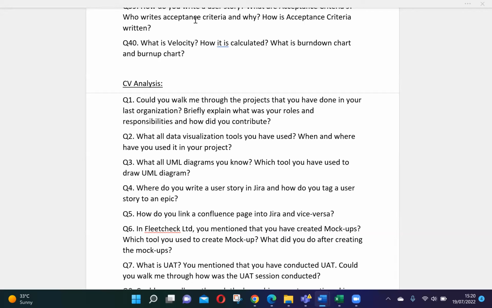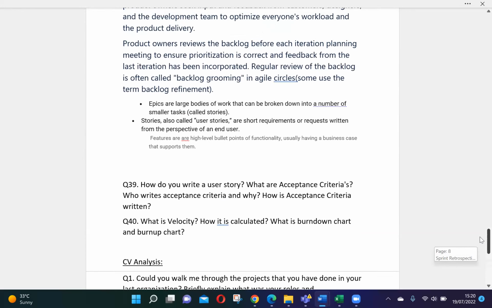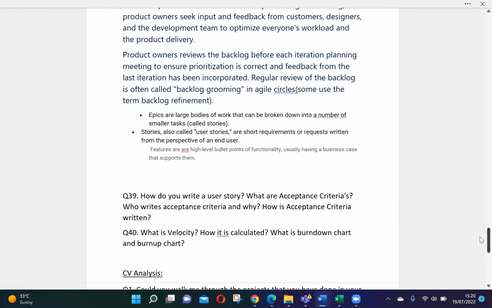Yeah, hello. Okay, so where were we? Okay, so we are here now. Epics, I told you, you have to give some example of epics, user story and acceptance criteria. You have to come up with an example. Either you can take it from your LMS or your last project.